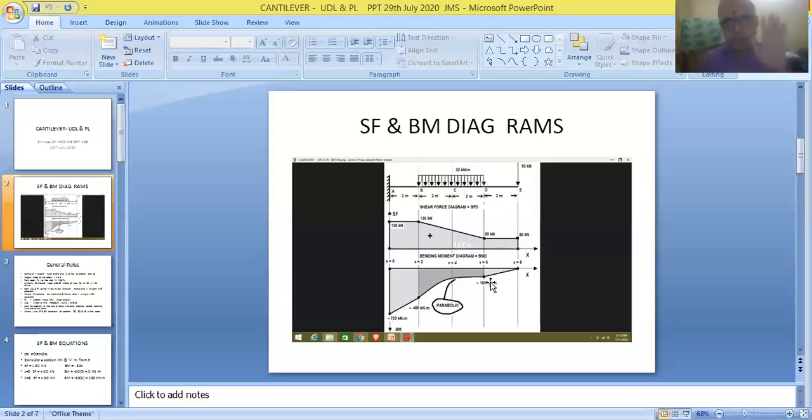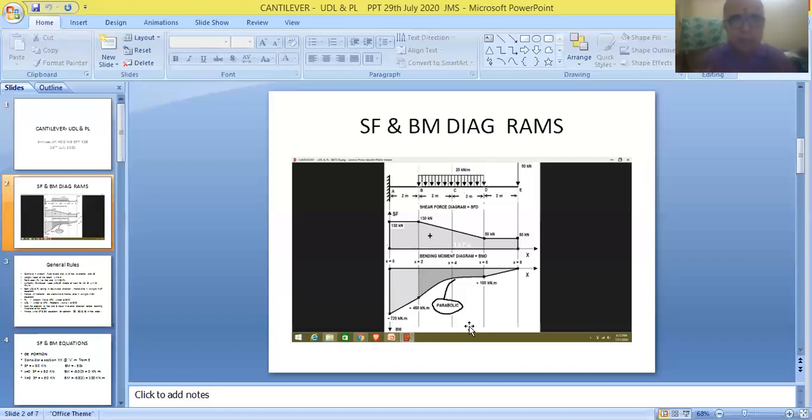So friends, totally we have 3 diagrams. The first is called the loading diagram, the second is the shear force diagram, and the last is the bending moment diagram. Loading diagrams will be given in problems. Using this data, we do the calculations and finally construct the shear force and bending moment diagrams. Sometimes the loading diagram will not be given in the problem.